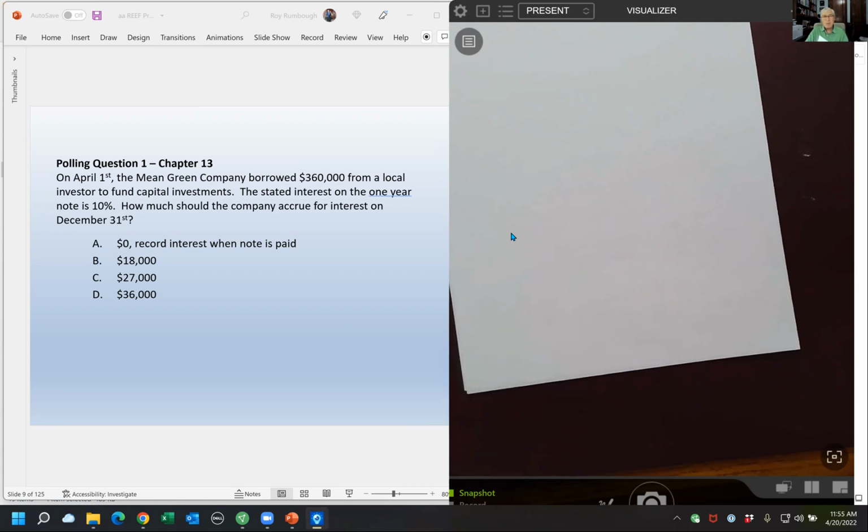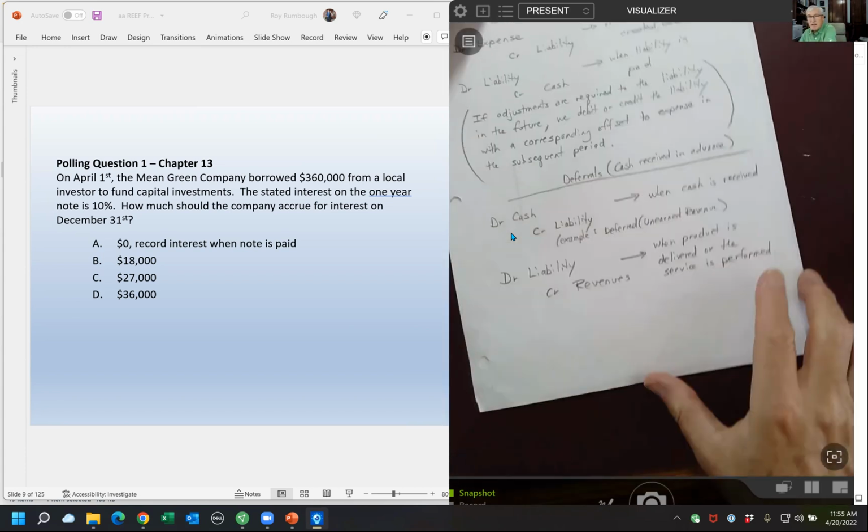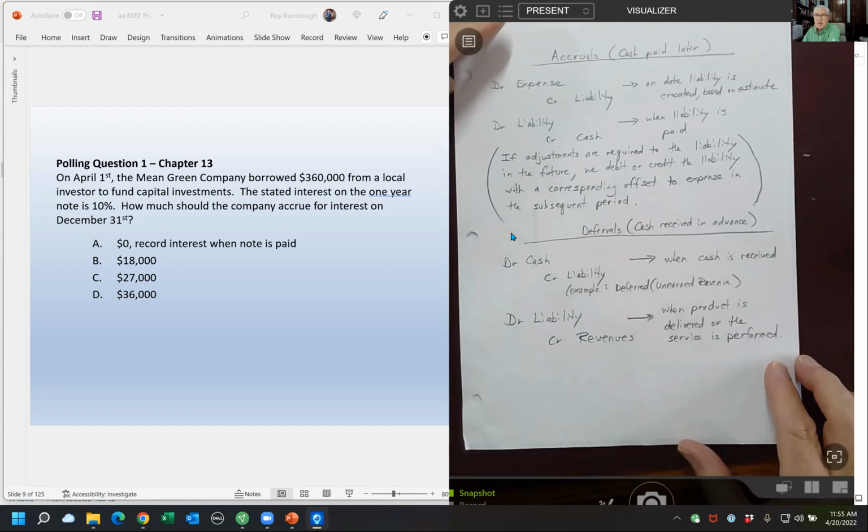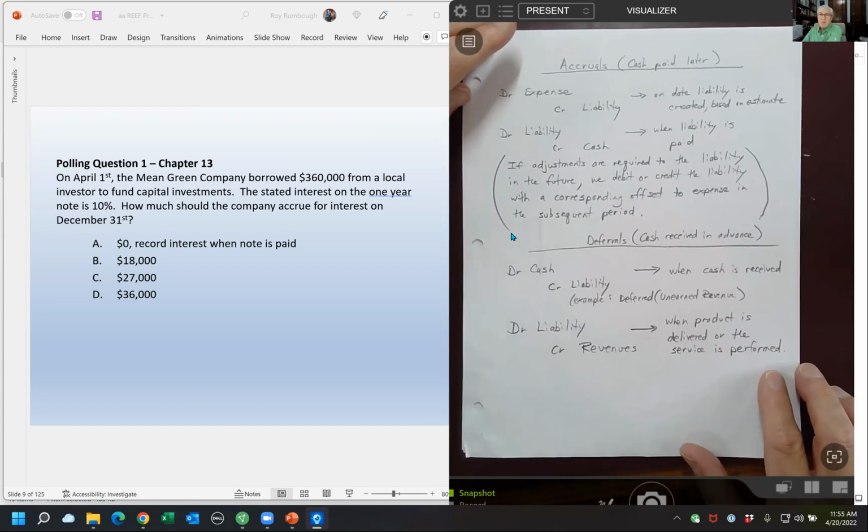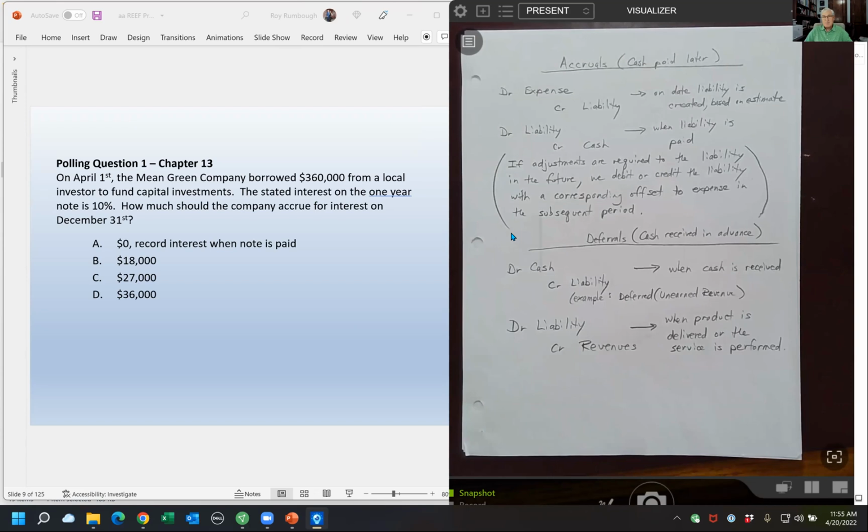Well, before I get to the next part, I'm just going to go back and revisit what we have been talking about in this chapter.